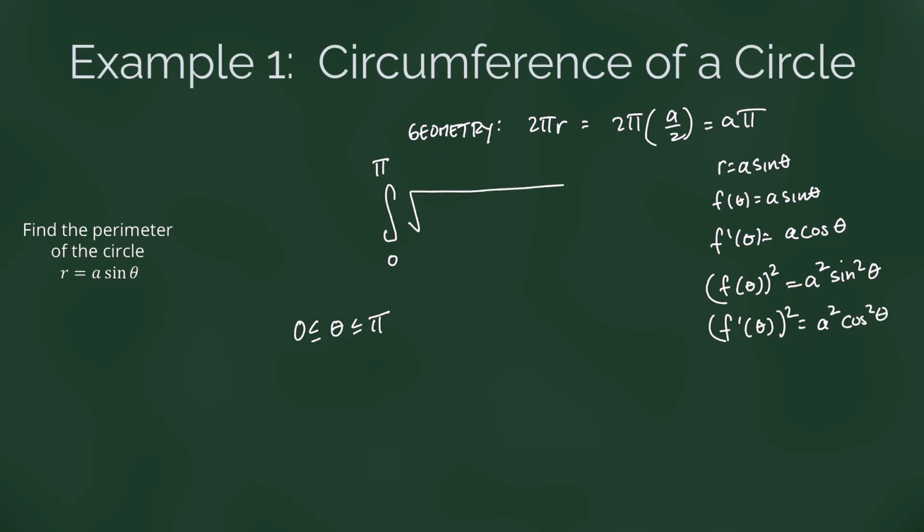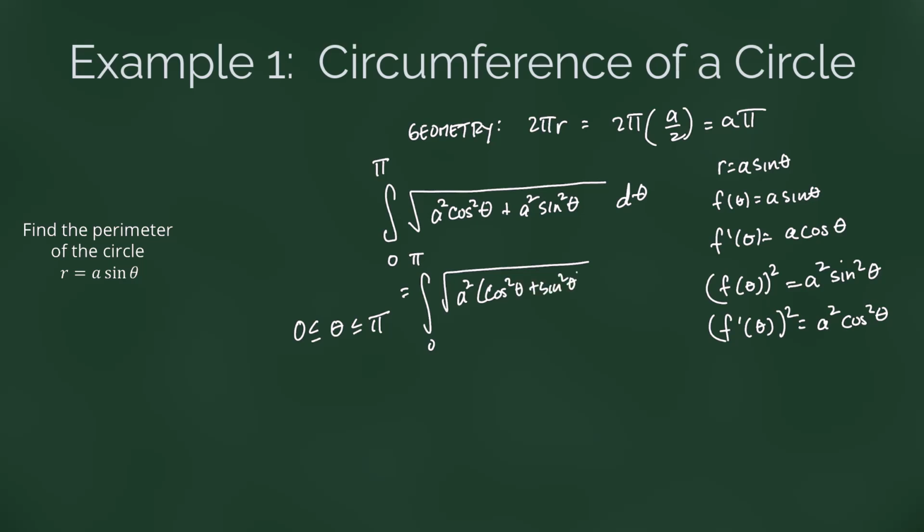So our formula tells us we're going to take the square root of f prime of theta squared plus f of theta squared d theta. Simplifying that, we get the integral from 0 to pi of the square root. I'm going to factor out an a squared. We have a cosine squared plus sine squared left inside there. And of course, we know that that is equal to 1.